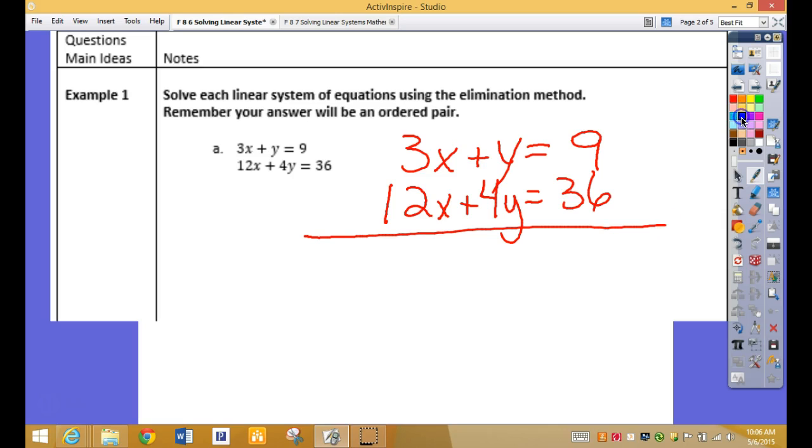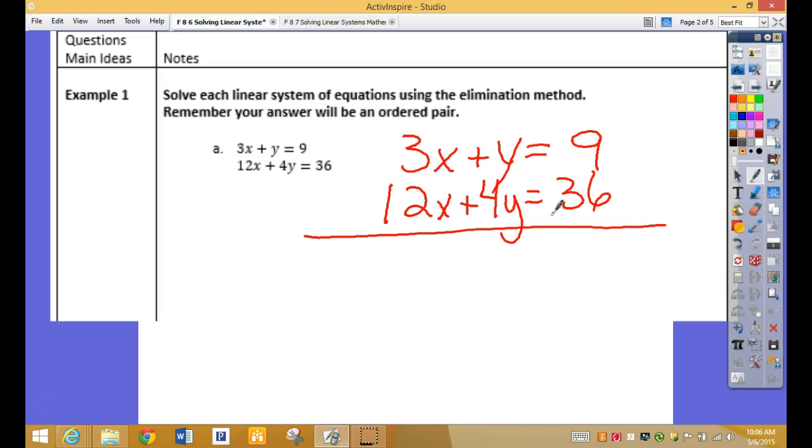But however, yesterday we would have been able to just start and cancel out either the x's or the y's or both, right? Well, now we're not going to be able to do that. We're going to have to multiply. And you're going to have to multiply either the top equation or the bottom equation. One of the equations you're going to have to multiply. Because right now there's nothing we can cancel out.